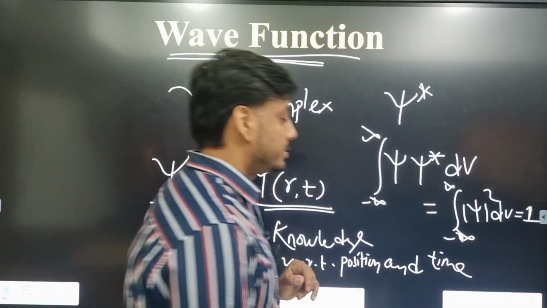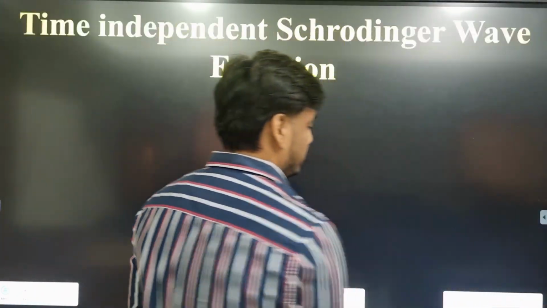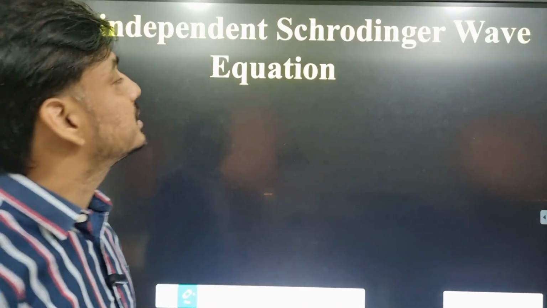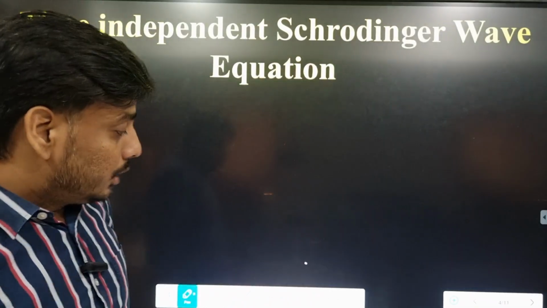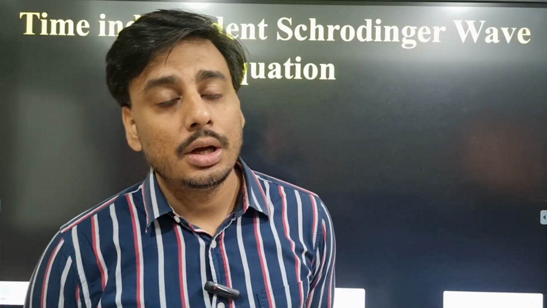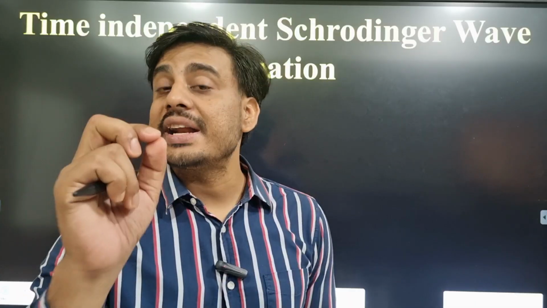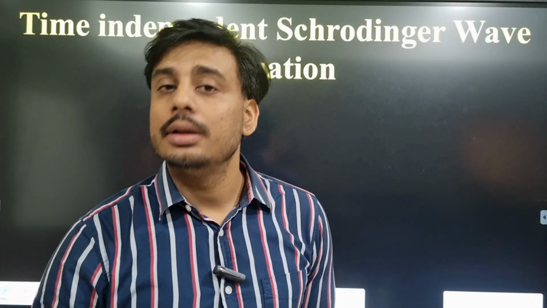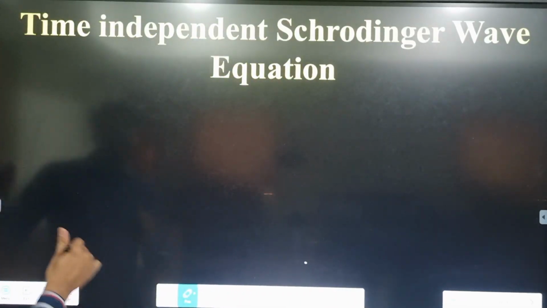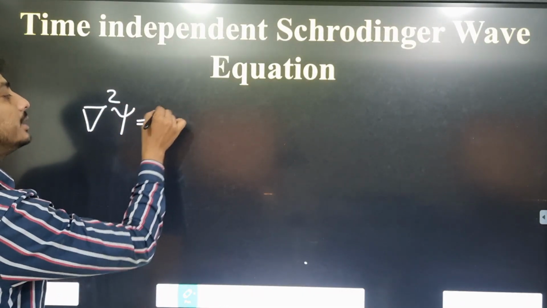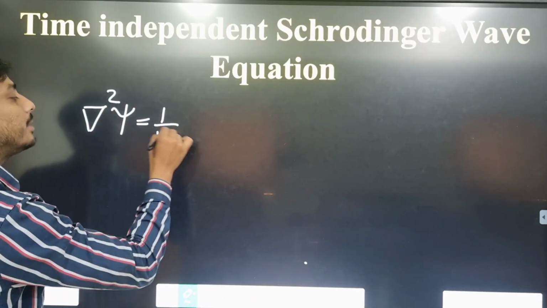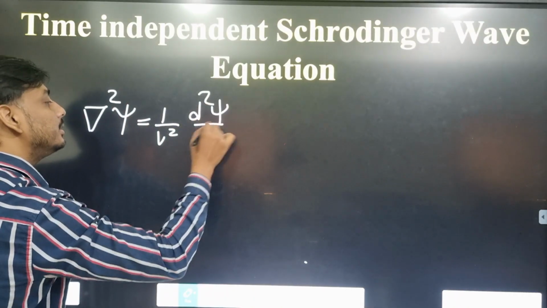Now we are using this wave function in order to derive Schrödinger's equation. First we will discuss Schrödinger's time independent wave equation. I think you remember the differential form of the wave equation. We discussed it already in the waves chapter. In case of electromagnetic waves also we use that equation. Remember the transverse nature of electromagnetic waves? That wave equation we are going to use here. So the differential form of the wave equation in terms of wave function psi is del square psi equal to 1 by v square d square psi by dt square.